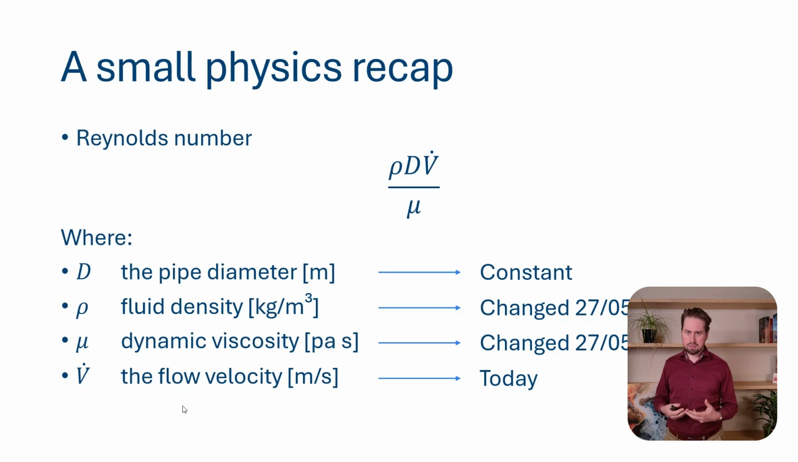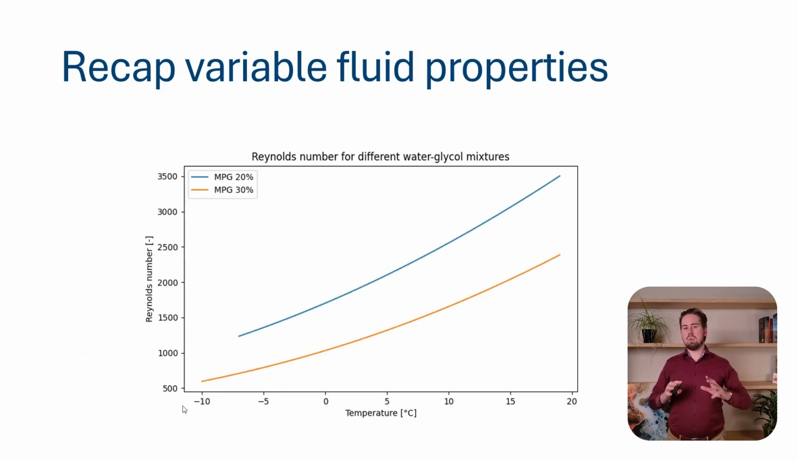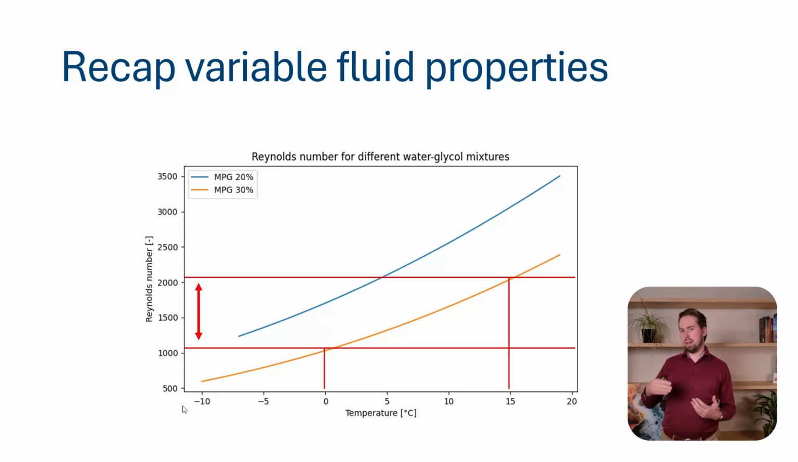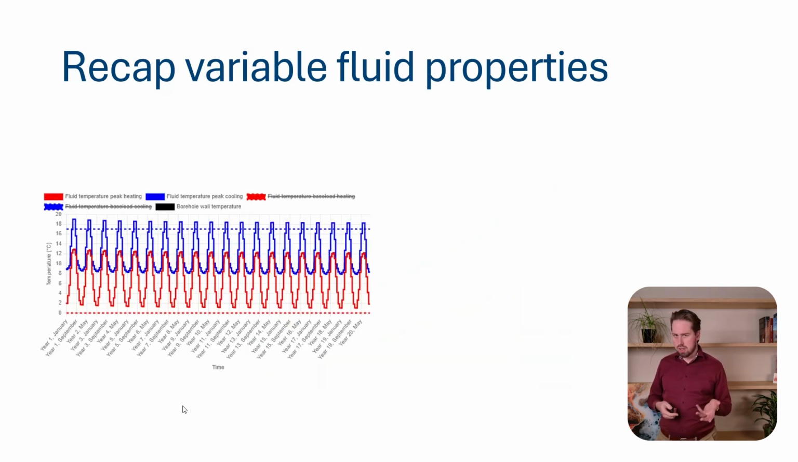Now, just to recap what we did in the summer, there we said, well, our fluid properties are not constant over time. When you're heating and you're extracting heat, you're around the 0 degrees threshold, let's say. But when you're injecting heat or you're in the mid-season, it's typically 10 to 20 degrees higher. And as you can see on the graph, your fluid properties change so much that your Reynolds number can also vary with up to a factor of 2. And when you're talking about laminar and turbulent, this can really make a difference, as was also illustrated in the example we saw there.